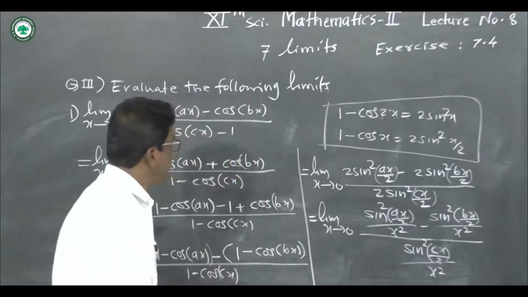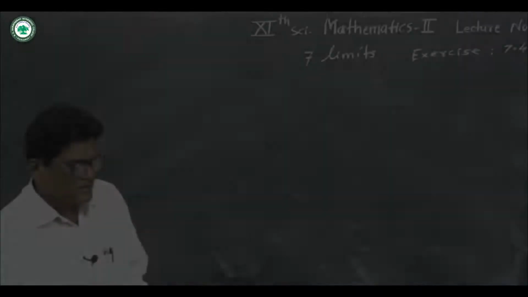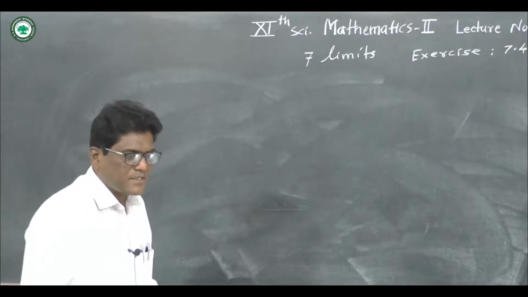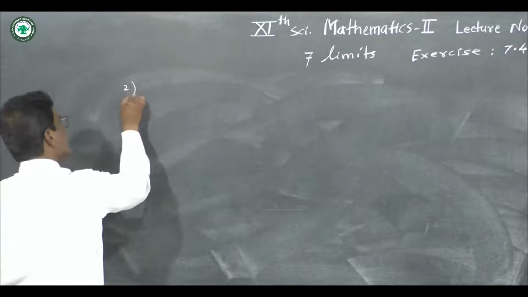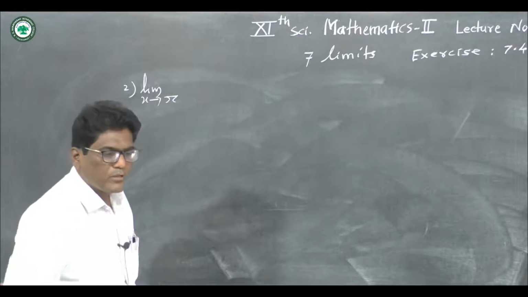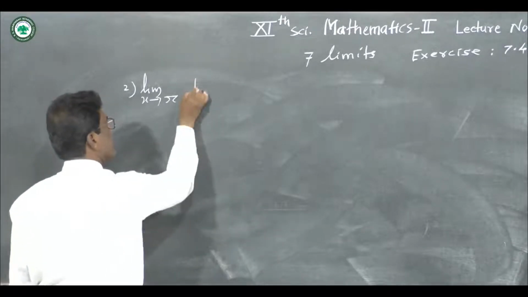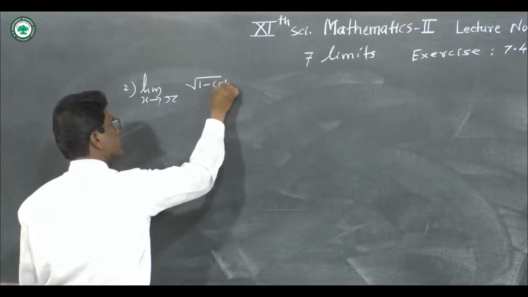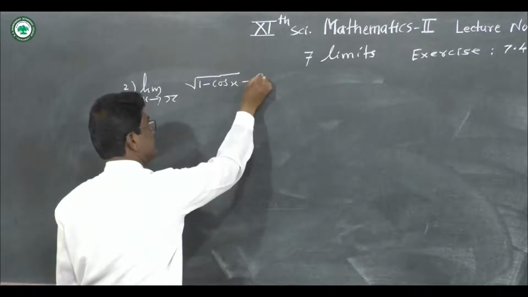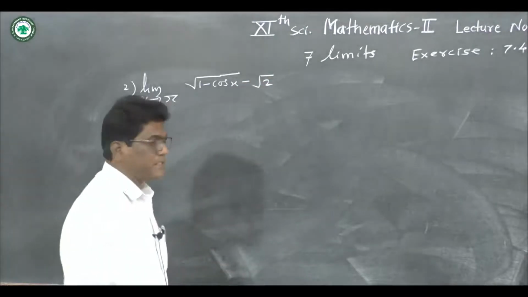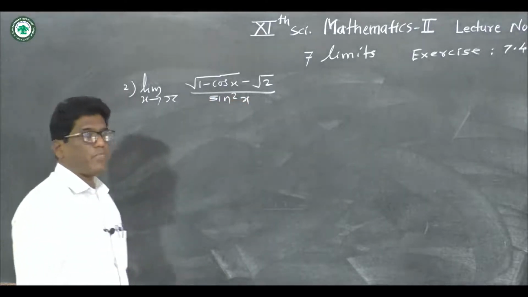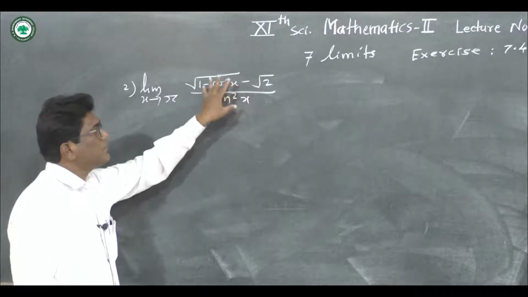Now here we take next problem, second problem. Limit x tends to pi, root of 1 minus cos x, minus root 2, upon sine square x. Now here in the numerator there is subtraction of two roots.